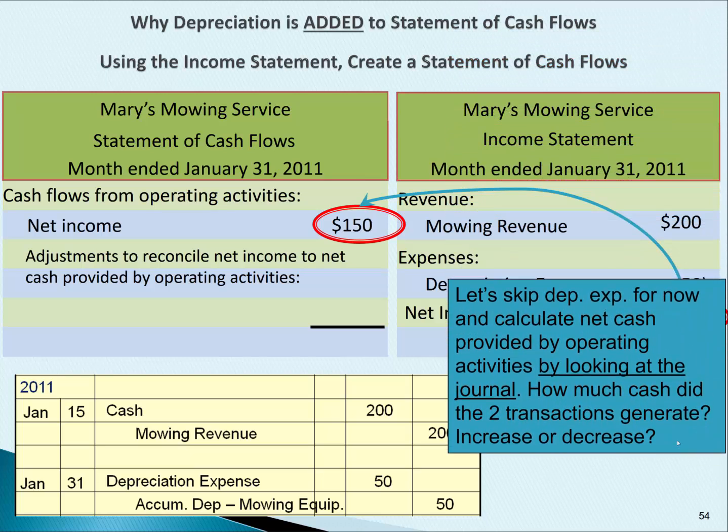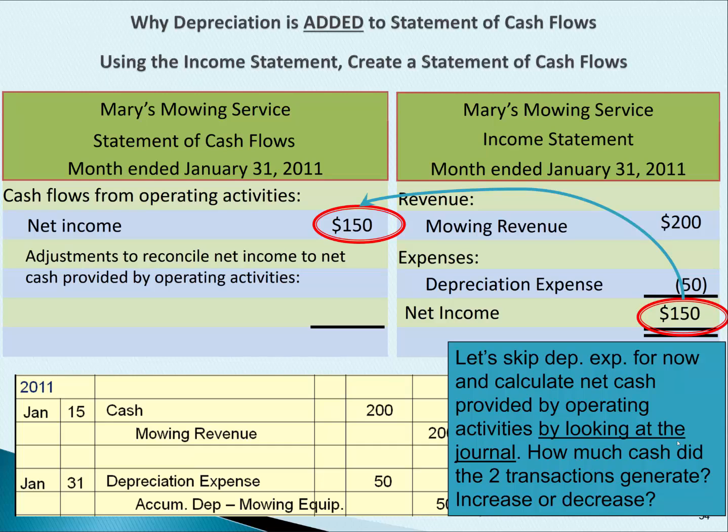So we're going to skip what to do with depreciation expense for now. And we want to calculate net cash provided by operating activities simply by looking at the journal at the bottom of the page. How much cash did the two transactions generate? And was it an increase or decrease? Well, we already figured this out on the previous slide. Cash is going up, it's being debited, so cash is going up by $200, and that's the only transaction here that affected cash. So cash flow was positive $200.